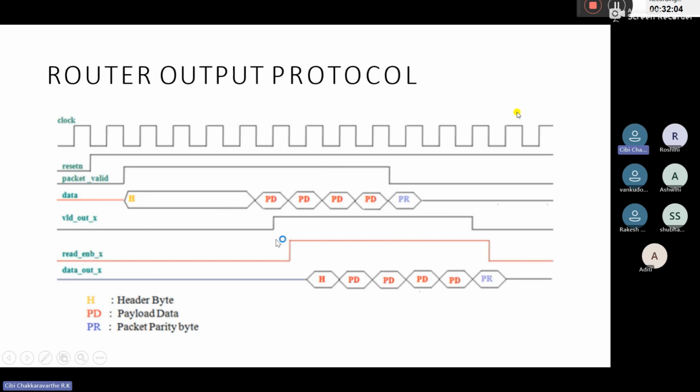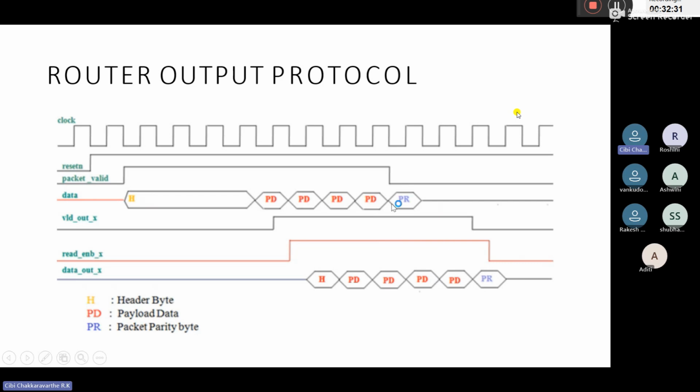Our valid out signal will be high, indicating that the coming payloads are valid. It is valid to deliver to the destination. Once the read enable is high, the data out will be delivered to the destination. Then see here, this parity also, everything will be delivered.